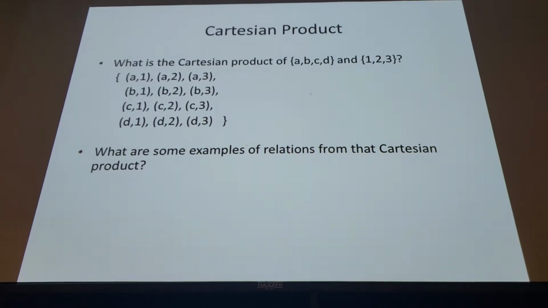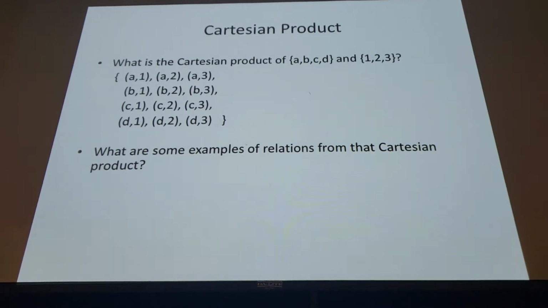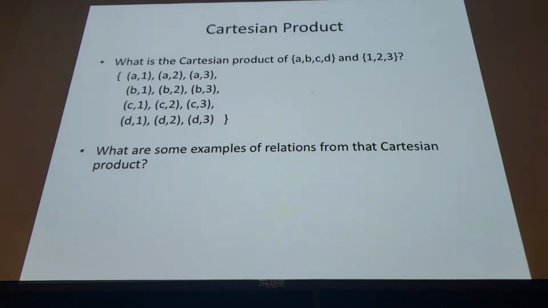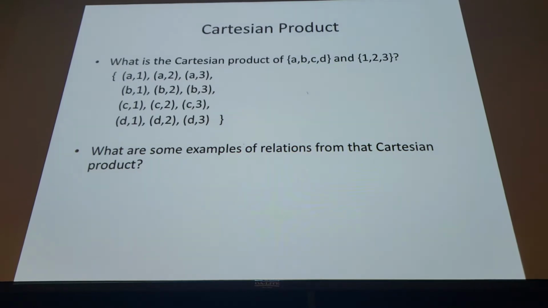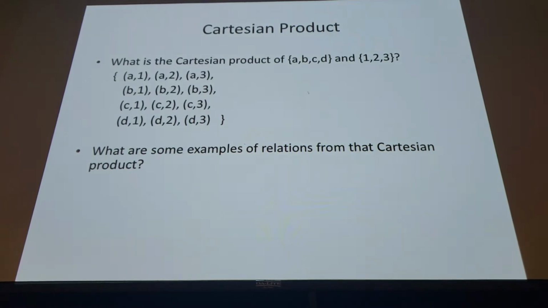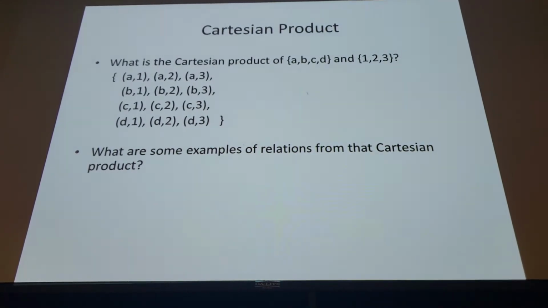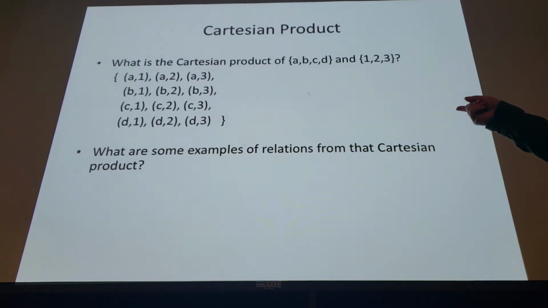Okay? What are some examples of relations that come from that Cartesian product? Suppose that we have a rule of the road, a constraint on a relation, that the first value has to be A, B, C, or D, and the second value has to be 1, 2, or 3. And to say that you've got a relation where the domain of the first attribute is A, B, C, D, and the domain of the second attribute is 1, 2, 3, is to say that you've got something which is a subset of the full Cartesian product. Any subset will do.